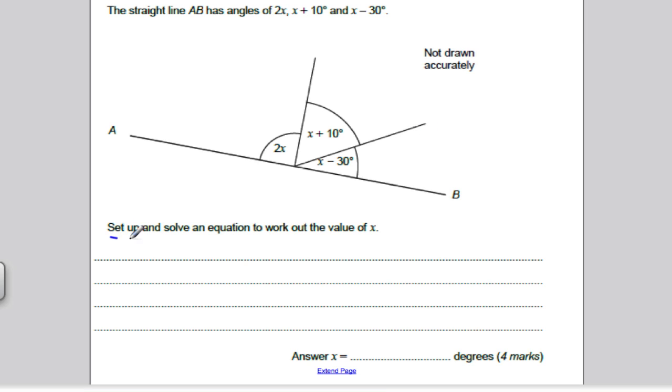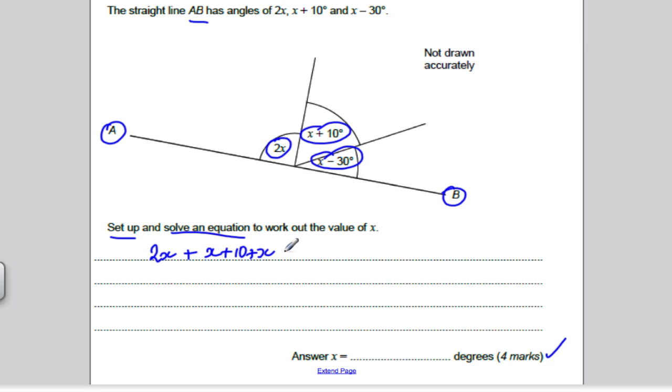Okay, again, this is a set up and solve an equation. You know that AB is a straight line. A to B is a straight line, and angles in a straight line add to 180. So if we add this, we'll get 180. Do not jump steps and try and collect all in one go. Set up your work nice and clearly. It's 4 marks here, so do everything nice and slowly. If we take the 2x, then we add x plus 10, then we add x minus 30. And we know that the sum of those angles must add up to 180.